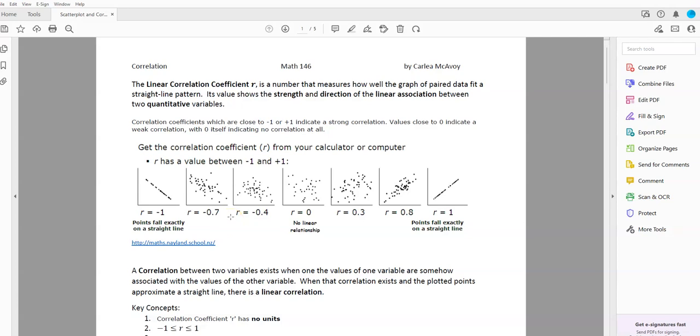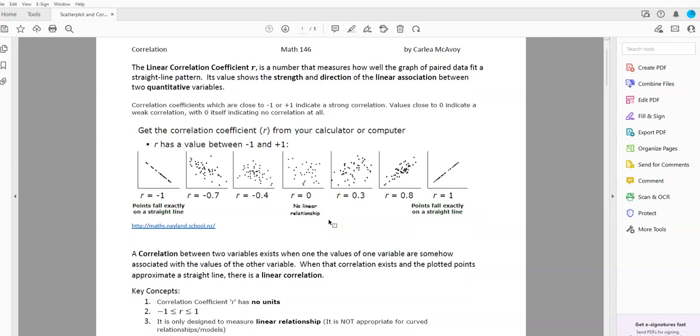If you had something like -0.7, you'd see it going down from left to right, but it doesn't make a perfect line, though it does suggest a line. Even -0.4 suggests somewhat of a downward trend, whereas 0.3 suggests an upward trend. It's when you have 0 that you really can't see any trend at all.